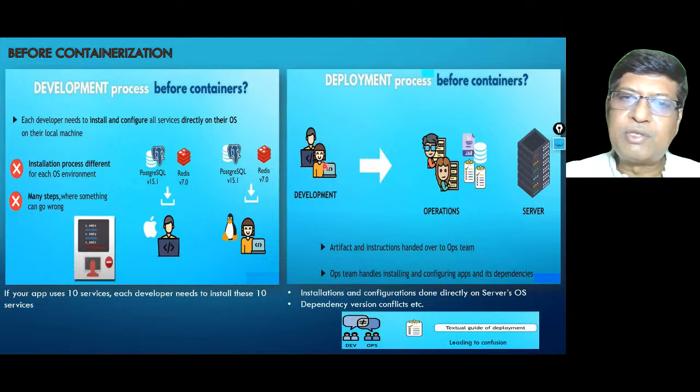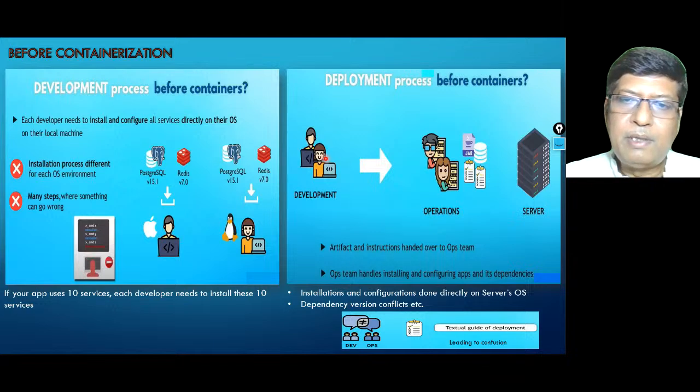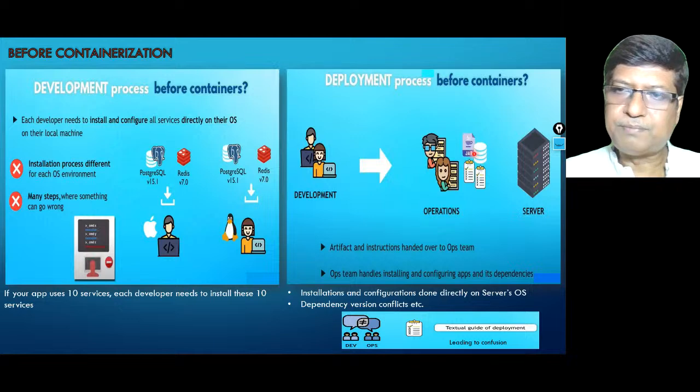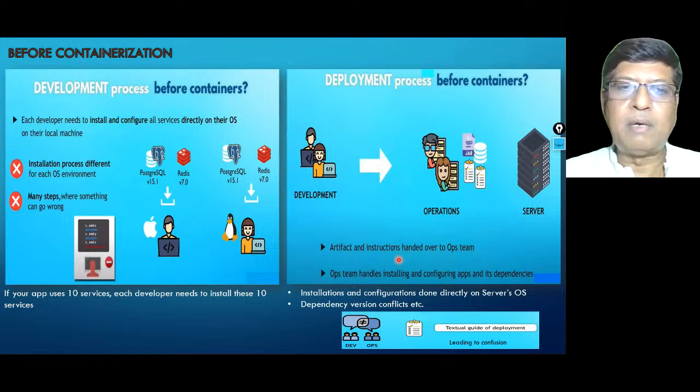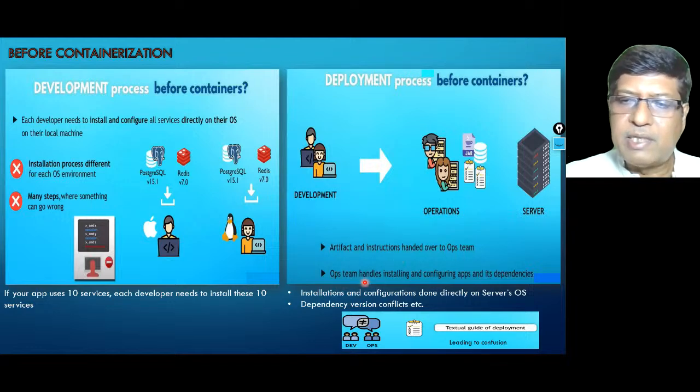And the development team also does not have that ownership. The process says that they will need to hand over the artifact and the instructions manual. The artifact in this case is the jar, and the instructions manual is the deployment steps and all the stuff. The operations team handles installing and configuring the apps and their dependencies, and they fail miserably. This is a bottleneck for any project.